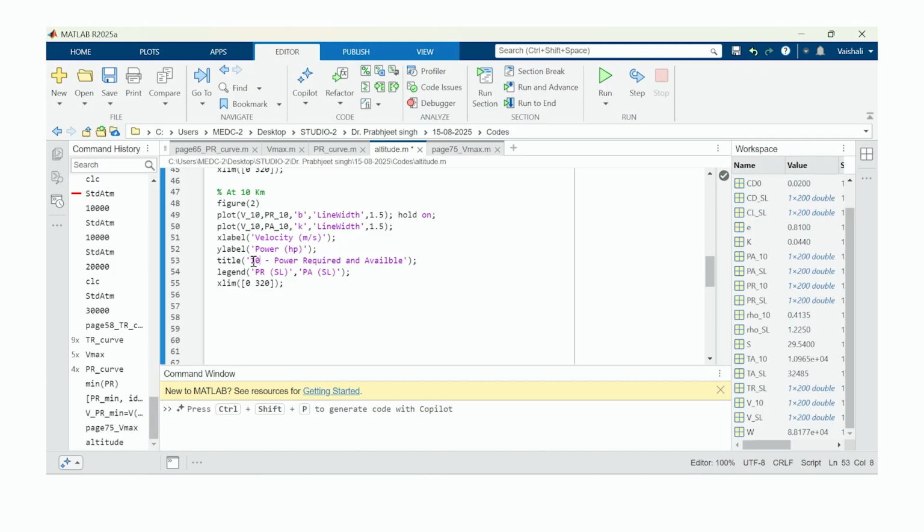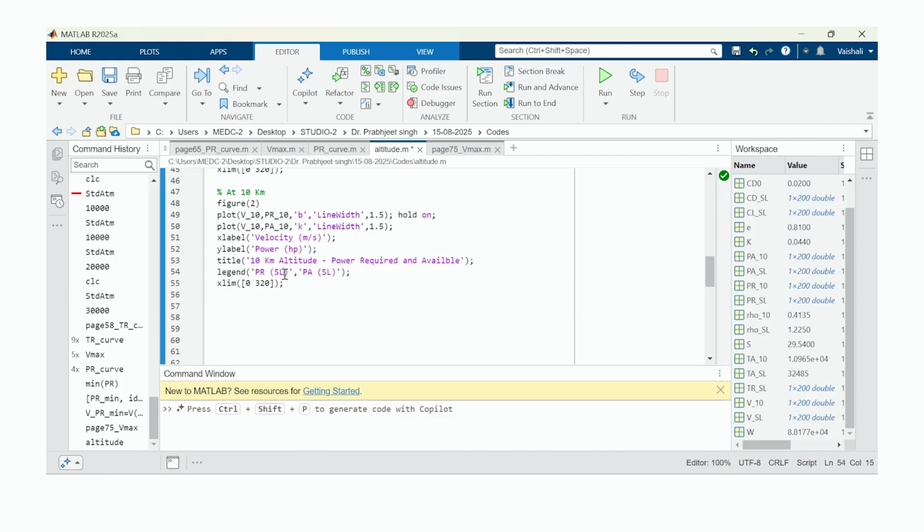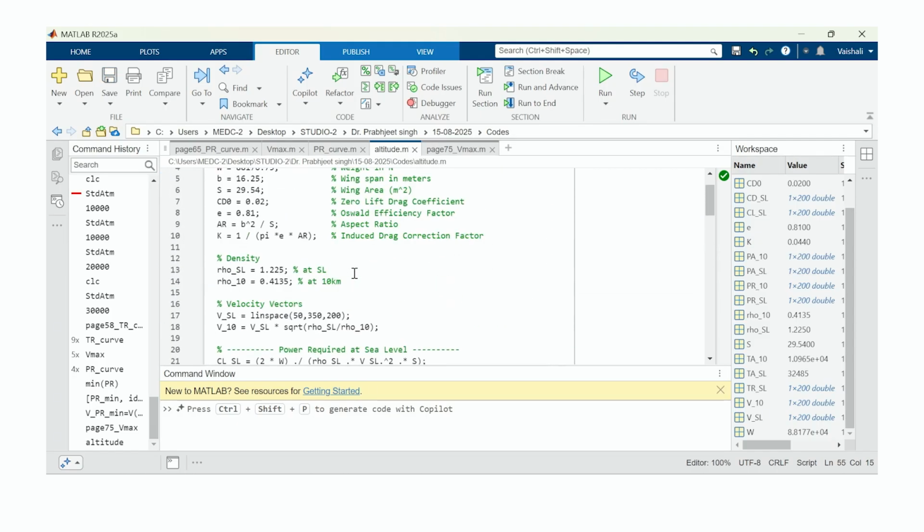10 kilometers altitude, that is power required and available. So power required, this is at 10 kilometers, and similarly power available at 10 kilometers, and X limit, let us keep it the same. So I'm saving the code, and now I'm running it.